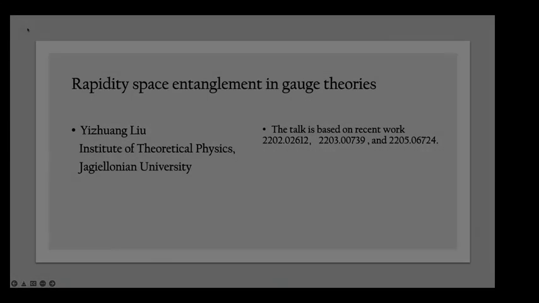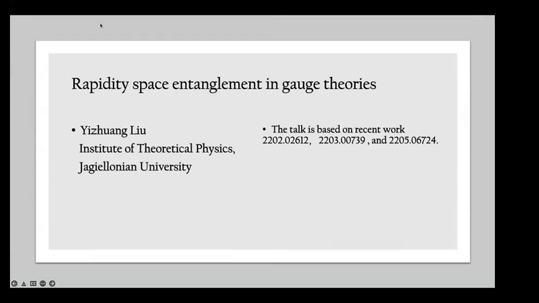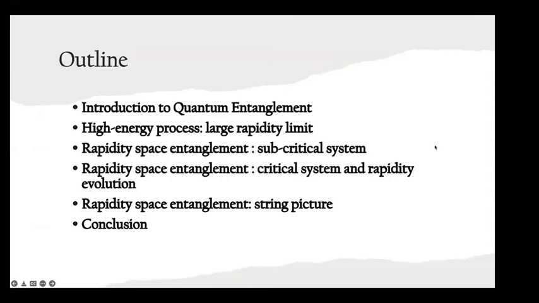Today I'm talking about the rapidity space entanglement in gauge theories. This talk is based on recent works. The outline of the talk is: first, I give a very brief introduction to quantum entanglement, and then we will introduce high energy processes in terms of the large rapidity limit of quantum field theory.